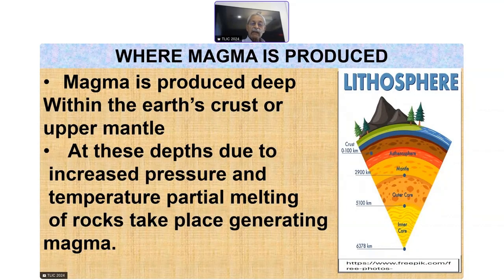So now, where is magma produced? Okay, Mr. Bowen. As we go down the earth, temperature and pressure increase. Many of you know that the earth is divided into crust, mantle, core, outer liquid core, and inner solid core. As the temperature is increasing in the mantle, the upper mantle starts melting, partial melting. That is how the magma is generated.